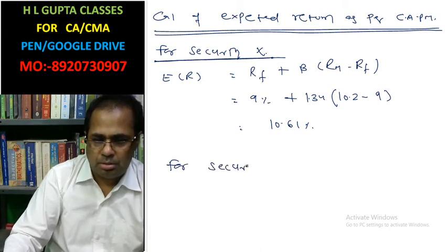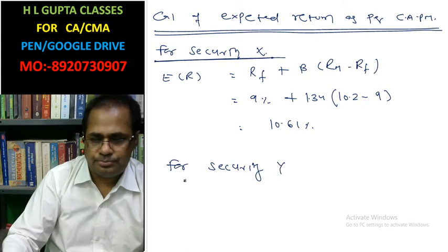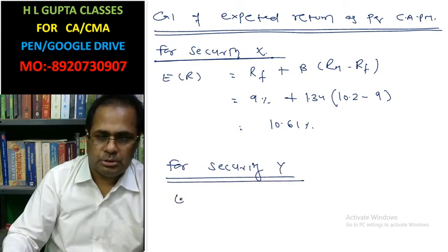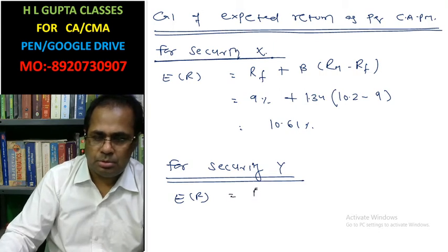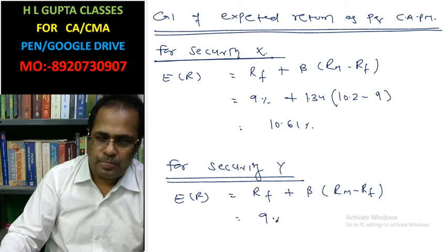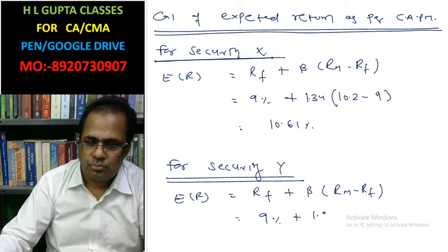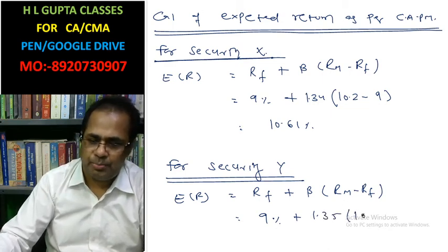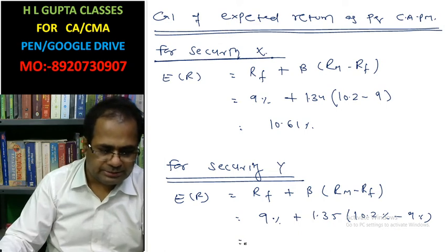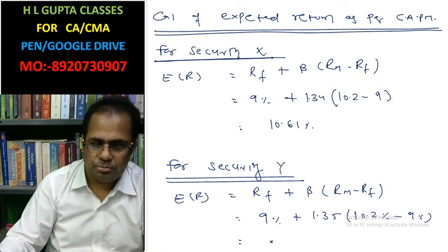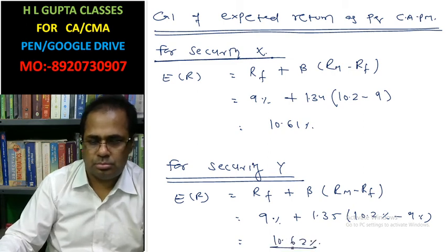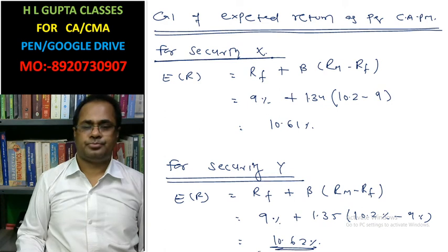For security Y, expected return: risk free plus beta into RM minus RF, 9% plus 1.35 into 10.2% minus 9%. This is 10.62%. Okay.